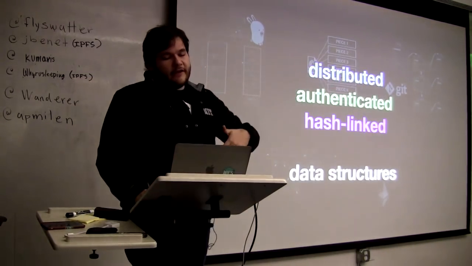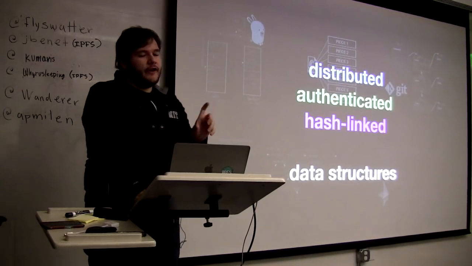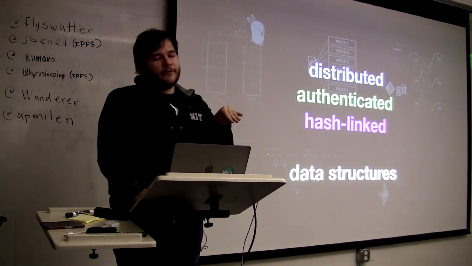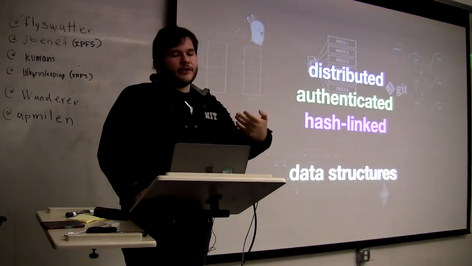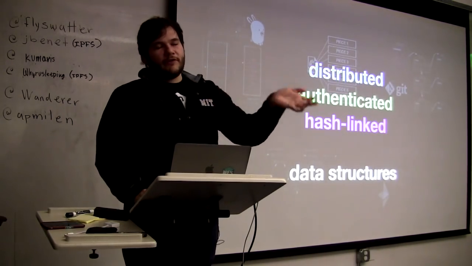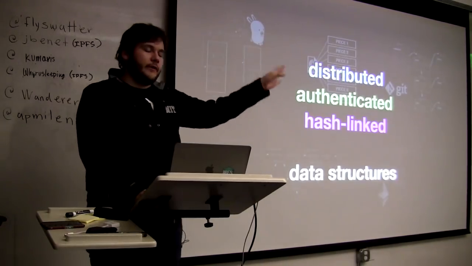So this is an awesome compression function in a way. And so these distributed authenticated hash-linked data structures, hash-linked is sort of part of authenticated, but I want to pull it out as part of the definition because there are other ways of doing authentication, so digital signatures and so on.